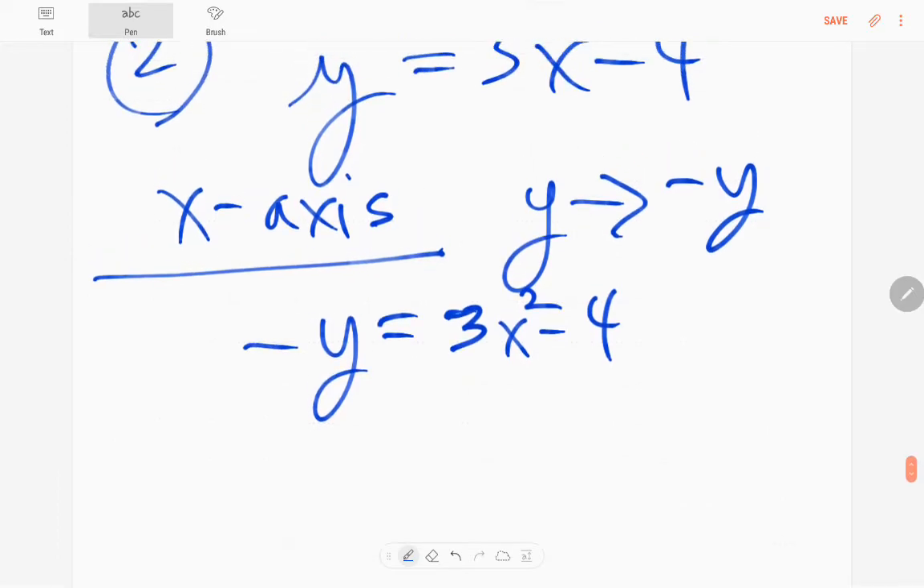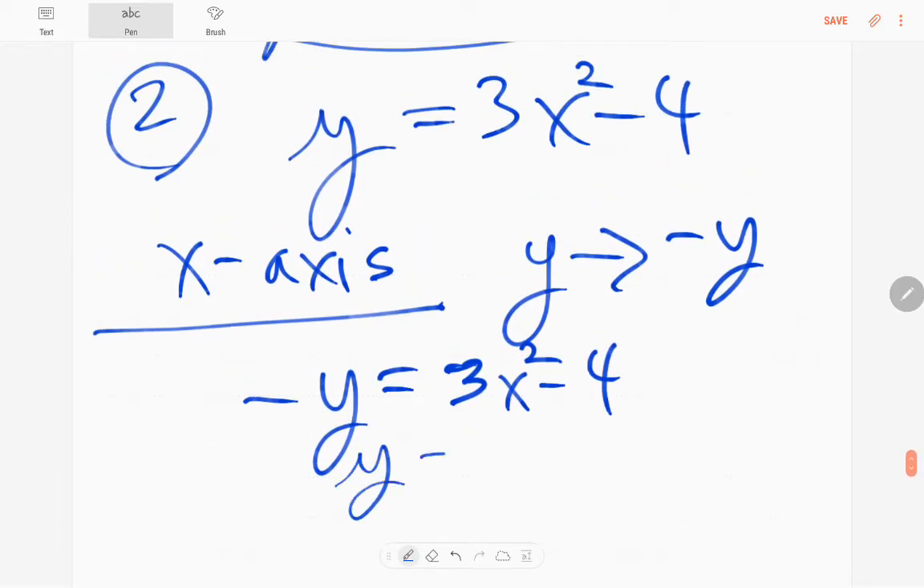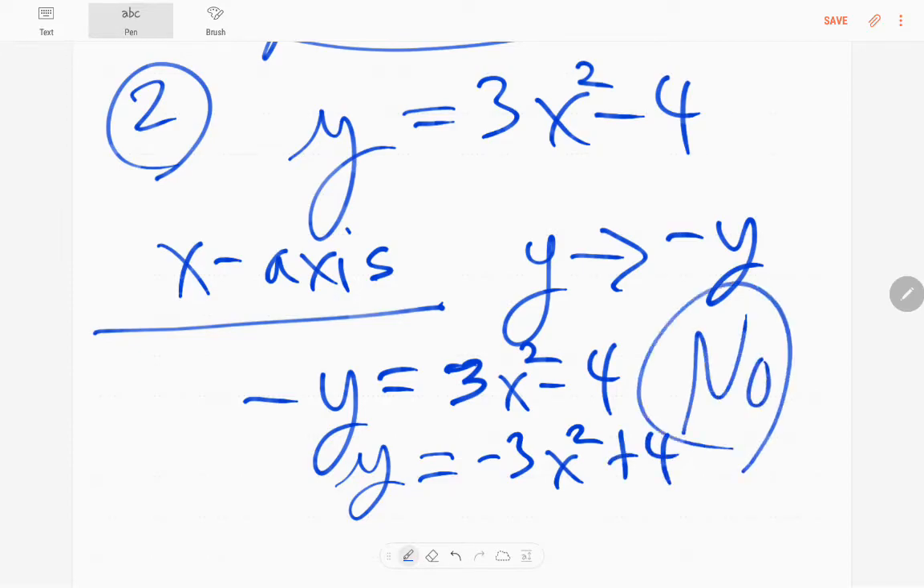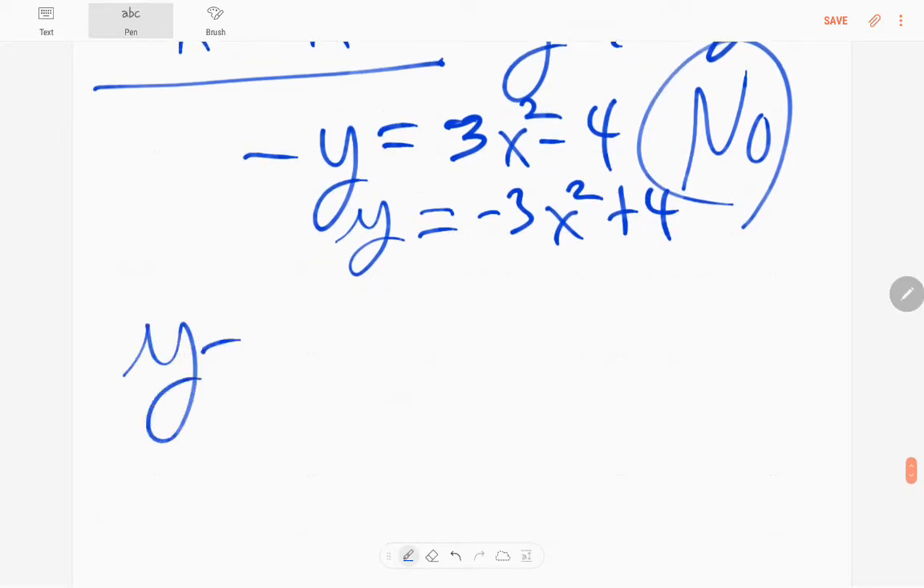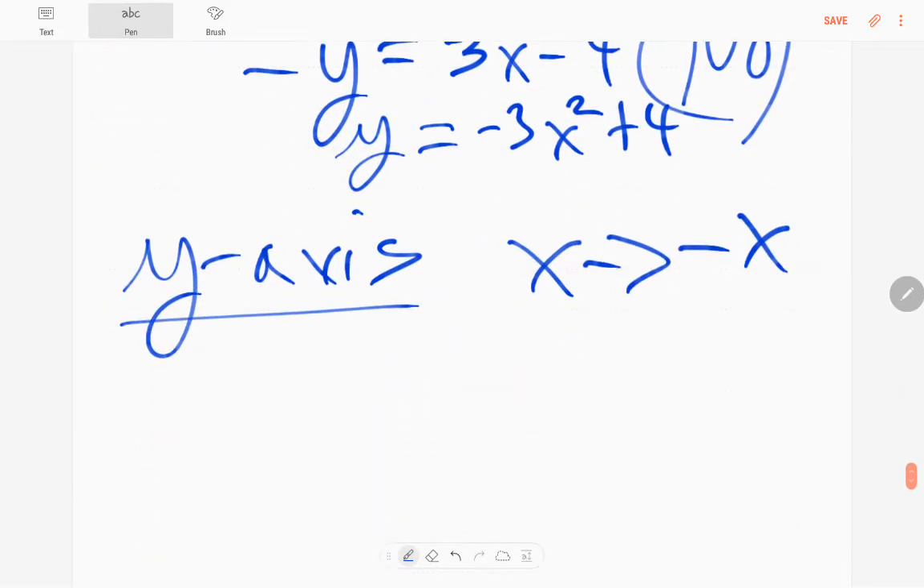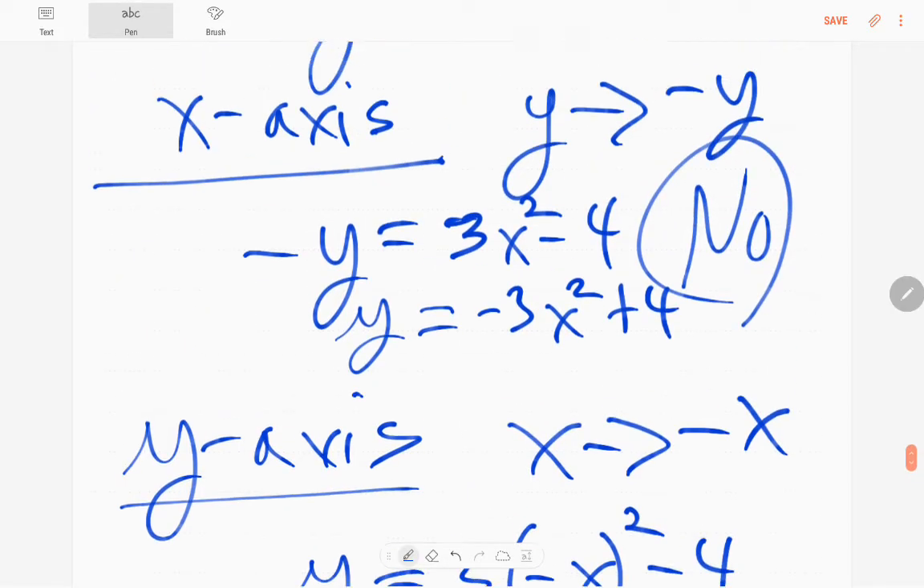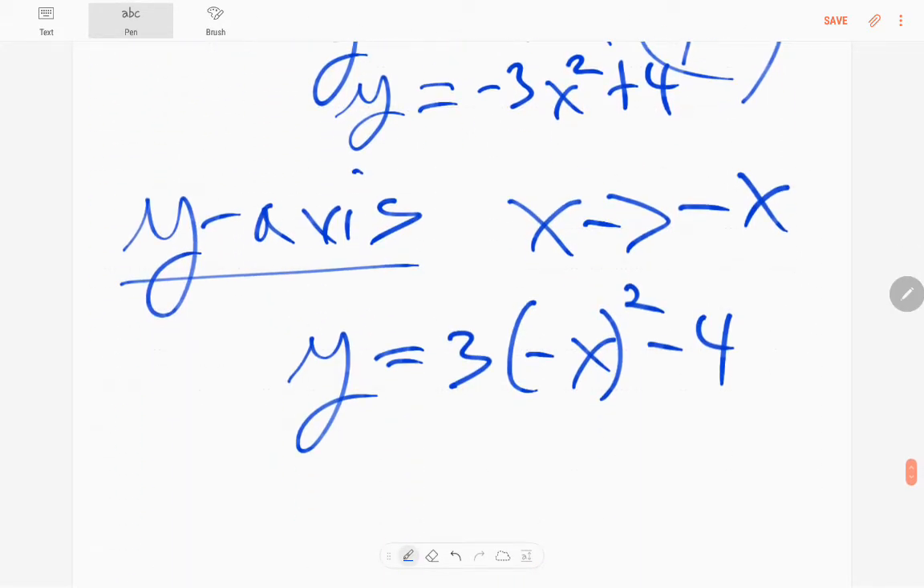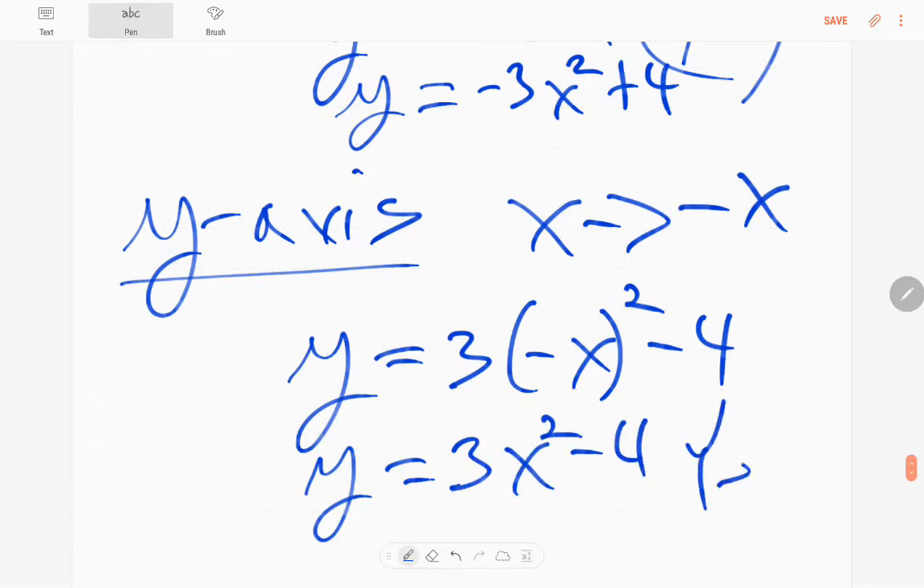And I don't think I can in this case. I mean, I could multiply both sides by negative 1, but that would change the right-hand side, and I couldn't ever fix it. So this is not symmetric to the x-axis. Let's try the y-axis. Well, remember, the trick is to replace x with negative x, and in this case, if I do that, I get this. But it looks like if I simplify a little bit, I do, in fact, get the original equation. So this one is symmetric to the y-axis.